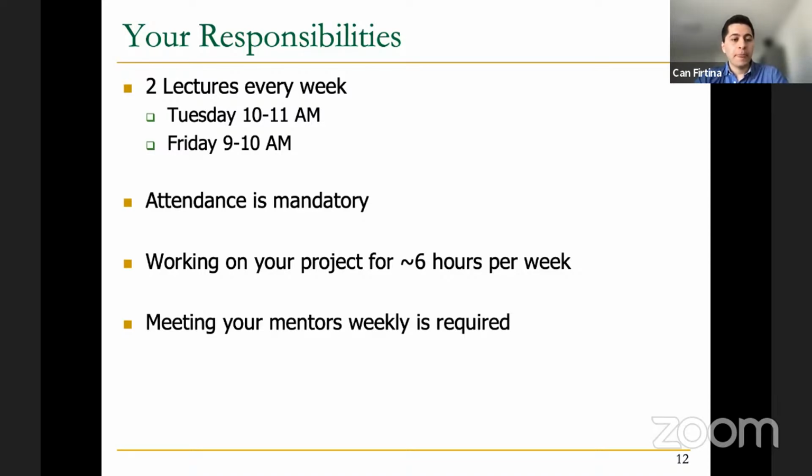So as I said, attendance is mandatory. You're going to be expected to work on your projects probably around 6 hours per week. This is not strictly required, like you must work 6 hours every week. Maybe for some weeks you're going to work 2 hours, another week you're going to work, I don't know, 10 hours. This is really flexible, but more or less, you can think of it as being expected to work 6 hours per week on the project. And then you should also be meeting with your mentors weekly. These are going to be one-to-one meetings so that your mentor can provide you good guidance.